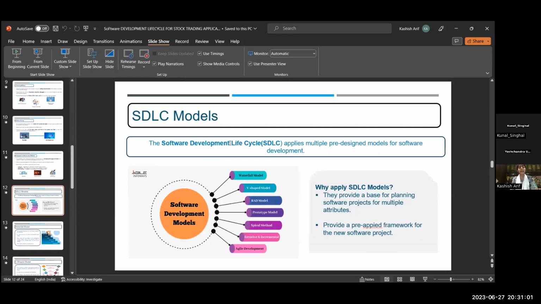So, what are the SDLC models? The software development life cycle (SDLC) applies multiple pre-designed models for software development. There are 7 models: waterfall model, V-shaped model, RAD model, prototype model, spiral model, iterative and incremental model, and agile development. So, why apply an SDLC model? They provide a base for planning a software project for multiple attributes, and provide a pre-applied framework for a new software project.